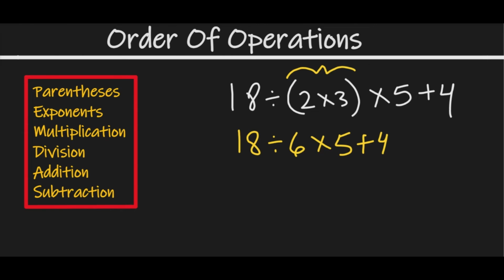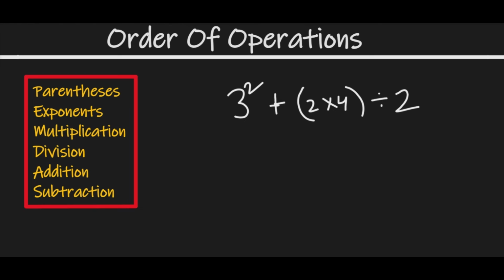Now, we do the multiplication and division from left to right, which means that first we have 18 divided by 6, which is 3. And then we have 3 times 5 plus 4. Now we do the multiplication first. 3 times 5 is 15. 15 plus 4 equals 19.